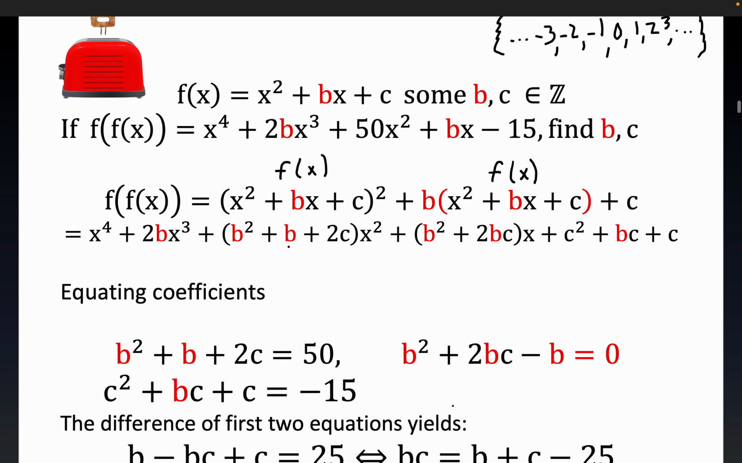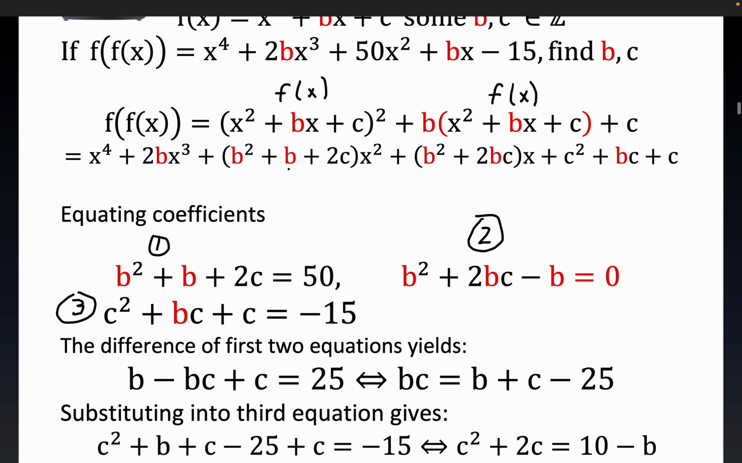Now let me number these just so there won't be any confusion. We'll call this one number 1 right here, equation 1. This is equation 2. And this guy right down here is equation 3. Okay.